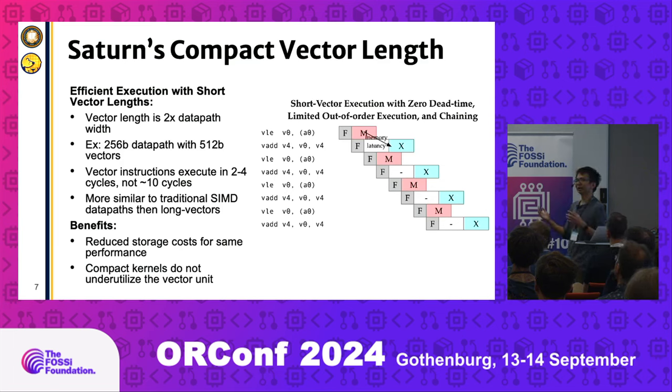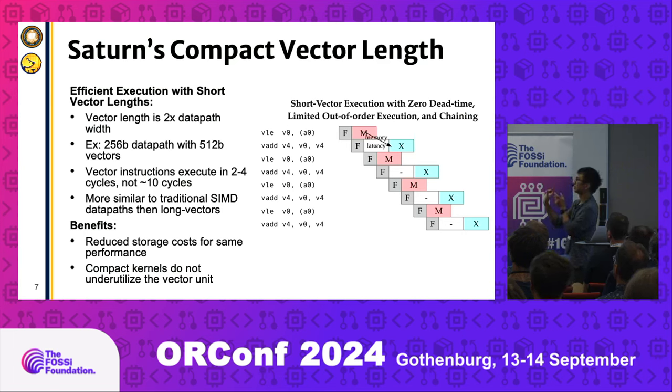The other consequence is that the microarchitecture of these implementations is more similar to traditional SIMD data paths than those very scalable long vector implementations. And so it's a bit more comparable to existing systems that people are deploying for DSP cores. And you can see on the right, in this pipeline visualization of some vector code running on a Saturn-like short vector machine, we still have pretty good instruction throughput through the system, one IPC here.